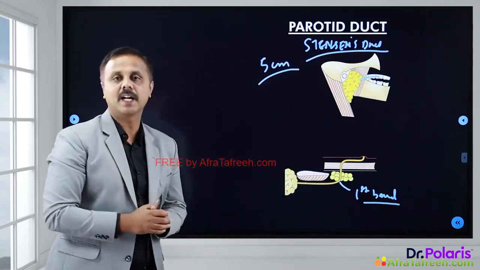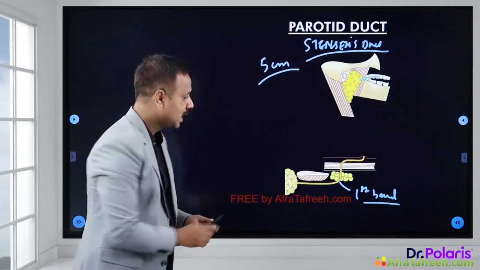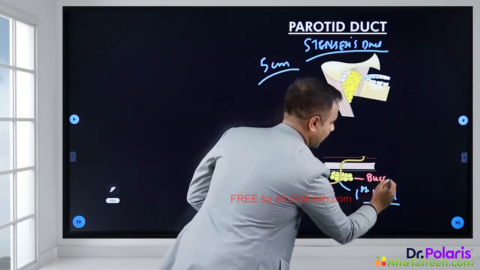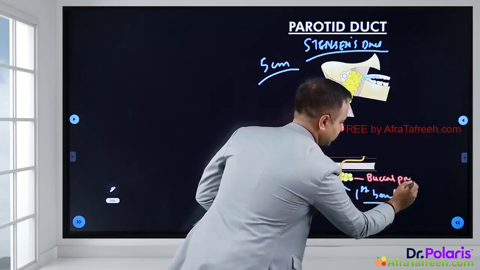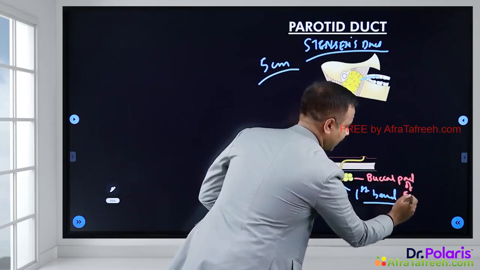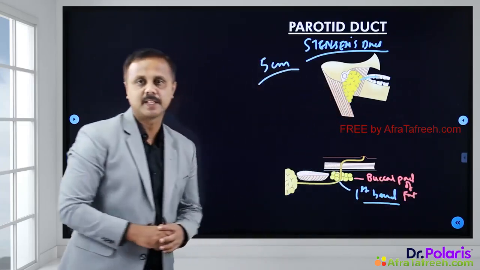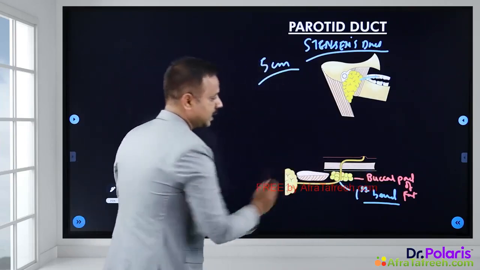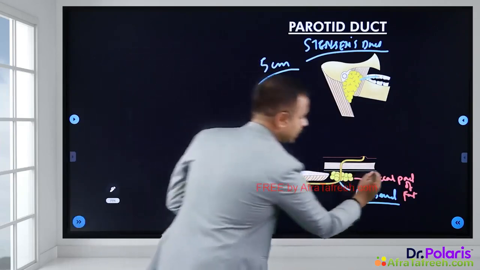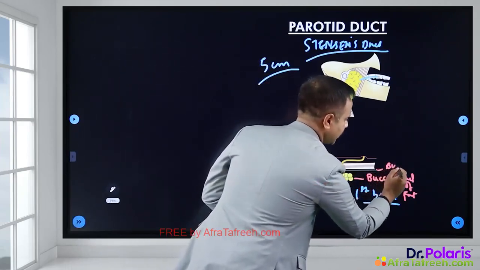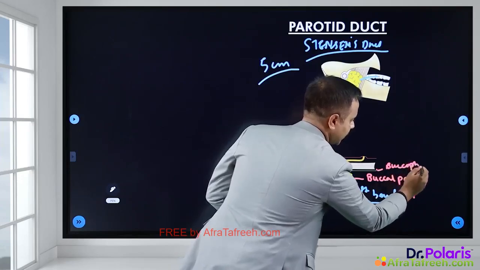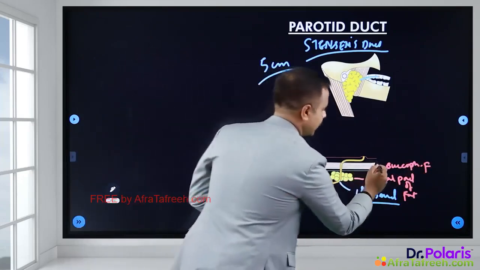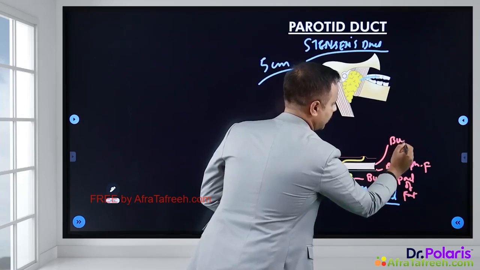Once it bends here at the anterior border of masseter, it pierces one important structure. This is the buccal pad of fat. Right? Then, if you observe, it is piercing one green colored structure. What is that? This is the buccopharyngeal fascia. Then we have the buccinator muscle.